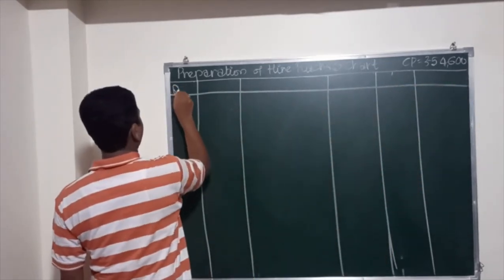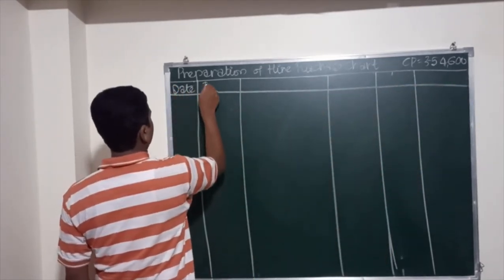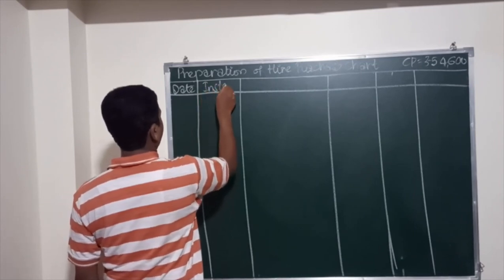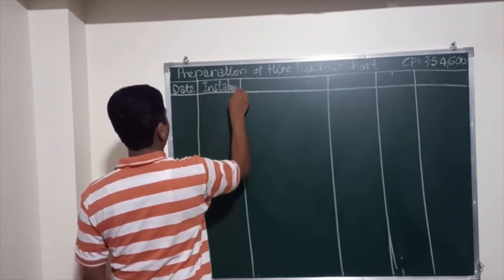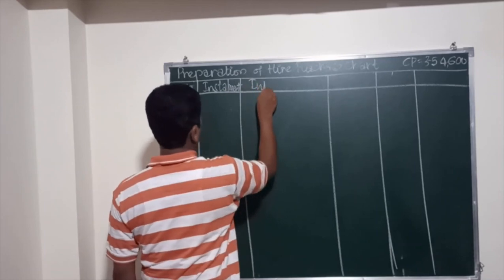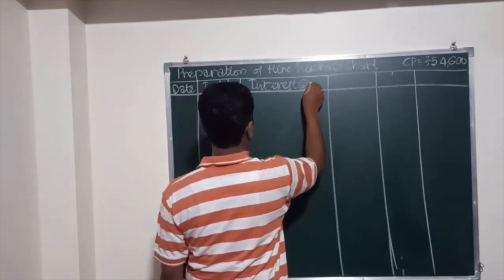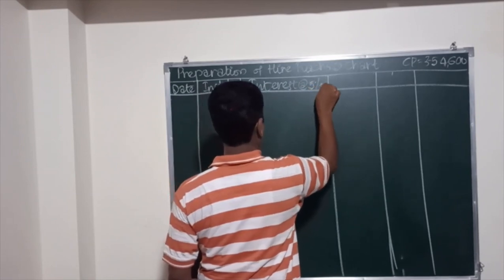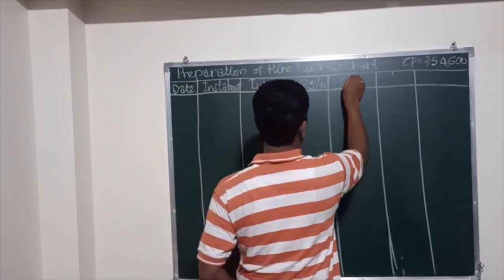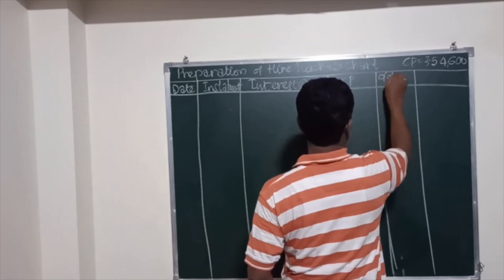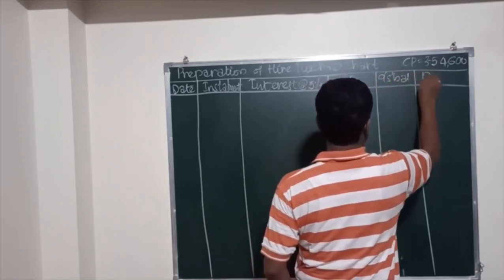So date, installment, interest at the rate of 5% per annum, then CP, then outstanding balance, then depreciation.